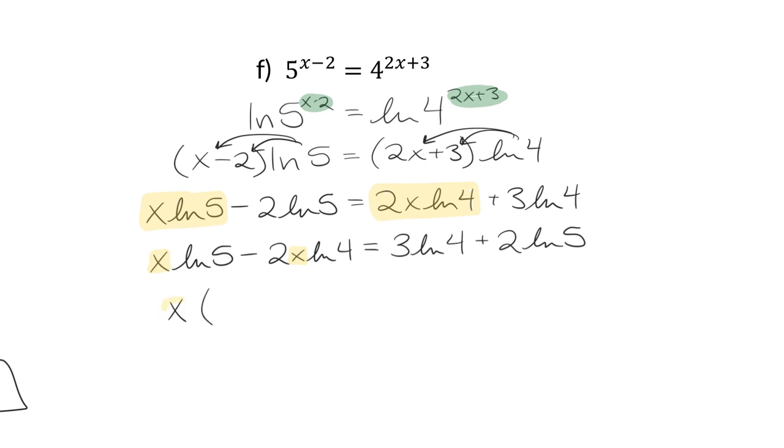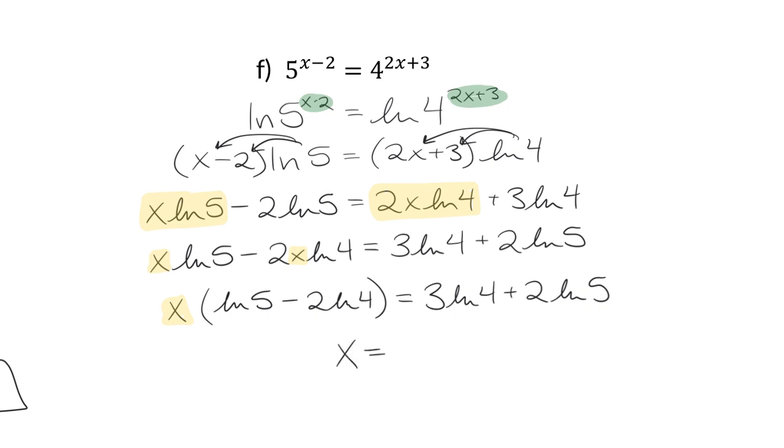We took those 2 yellow pieces and took them out, wrote them in front of a parentheses by itself, which means the leftovers would be natural log of 5 minus 2 natural log of 4 equal to 3 times the natural log of 4 plus 2 times the natural log of 5. Do we follow that step? We took the x's out, factored them, put them in front. It looks super complicated, but we're 1 step from being done, because our end goal is to get x by itself. What can we do on both sides to get the x completely by itself?